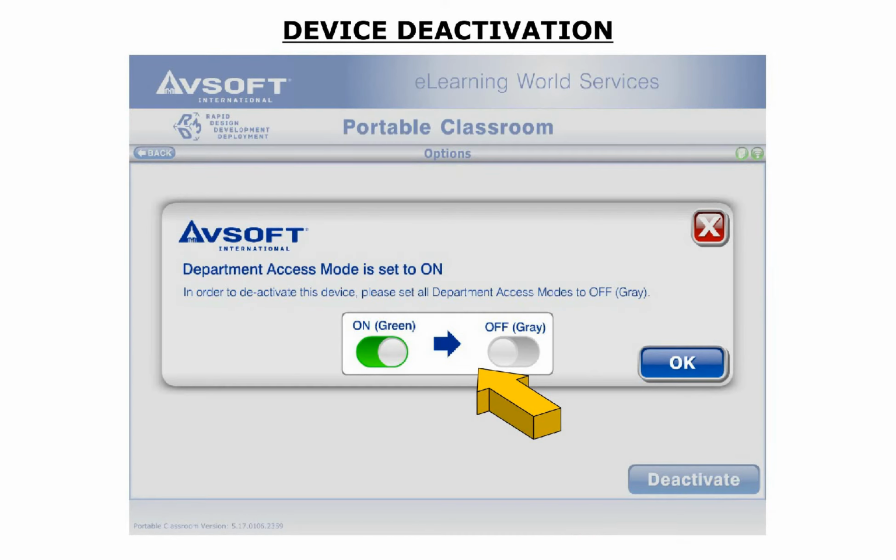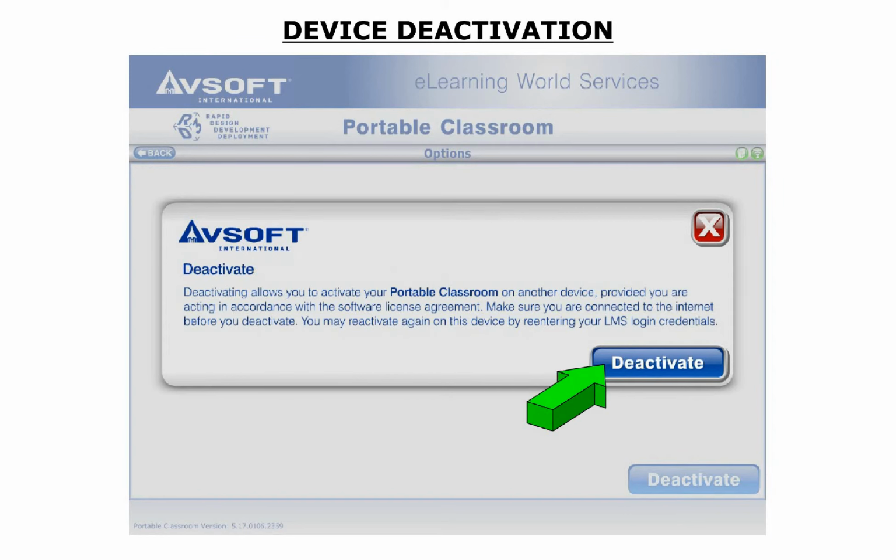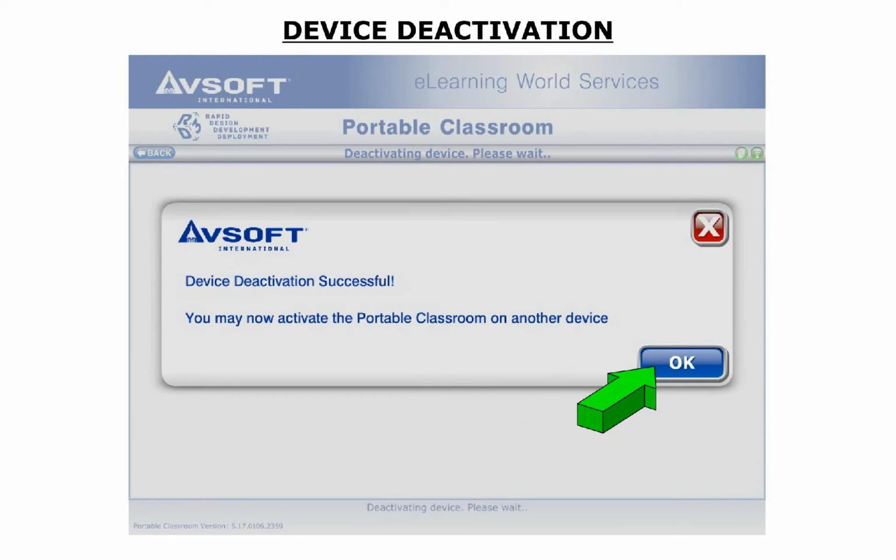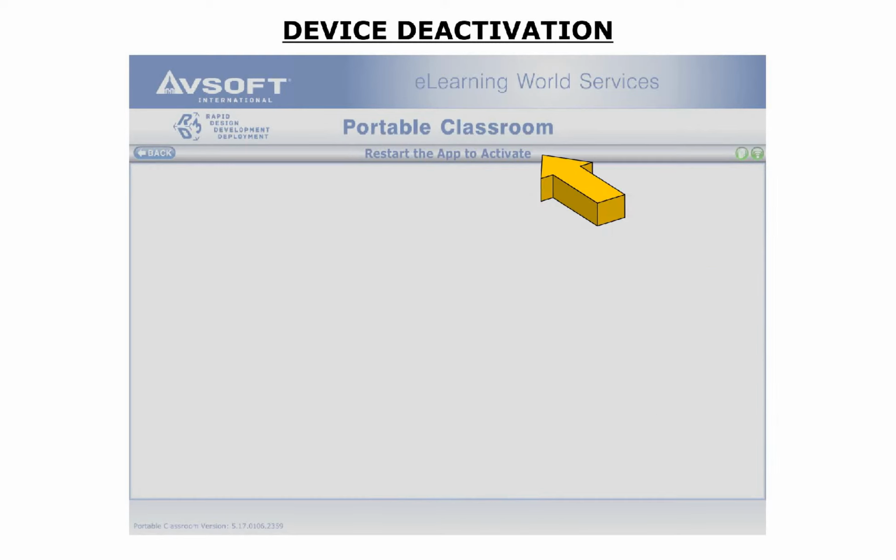If there are still any departments set to the portable classroom mode, the user will be instructed to set all department access modes to off. Otherwise, a confirmation message box will be presented to the user. Tapping the Deactivate button will deactivate the device. A successful deactivation is indicated by another confirmation message box. If for any reason a user would like to reactivate the application on the same device, the portable classroom will have to be restarted.